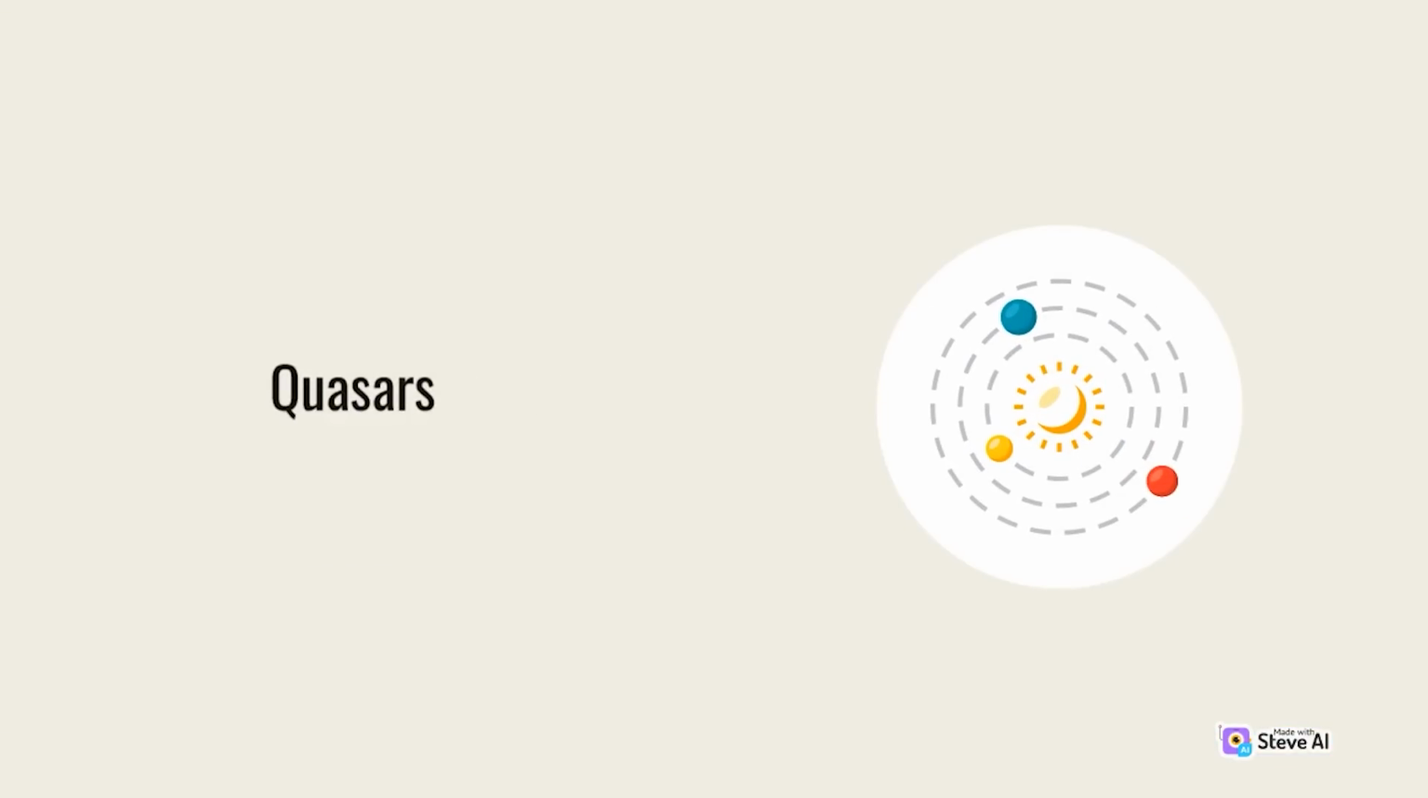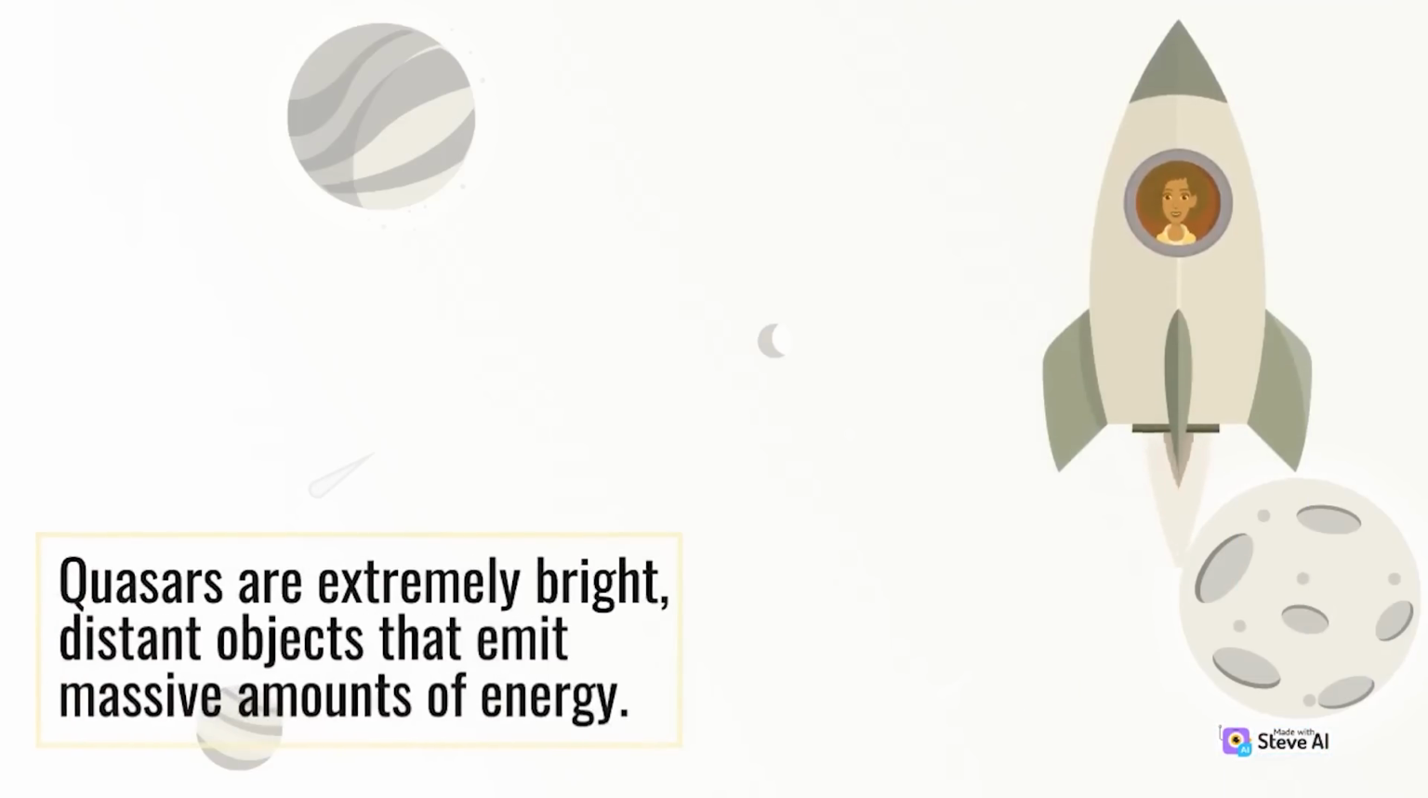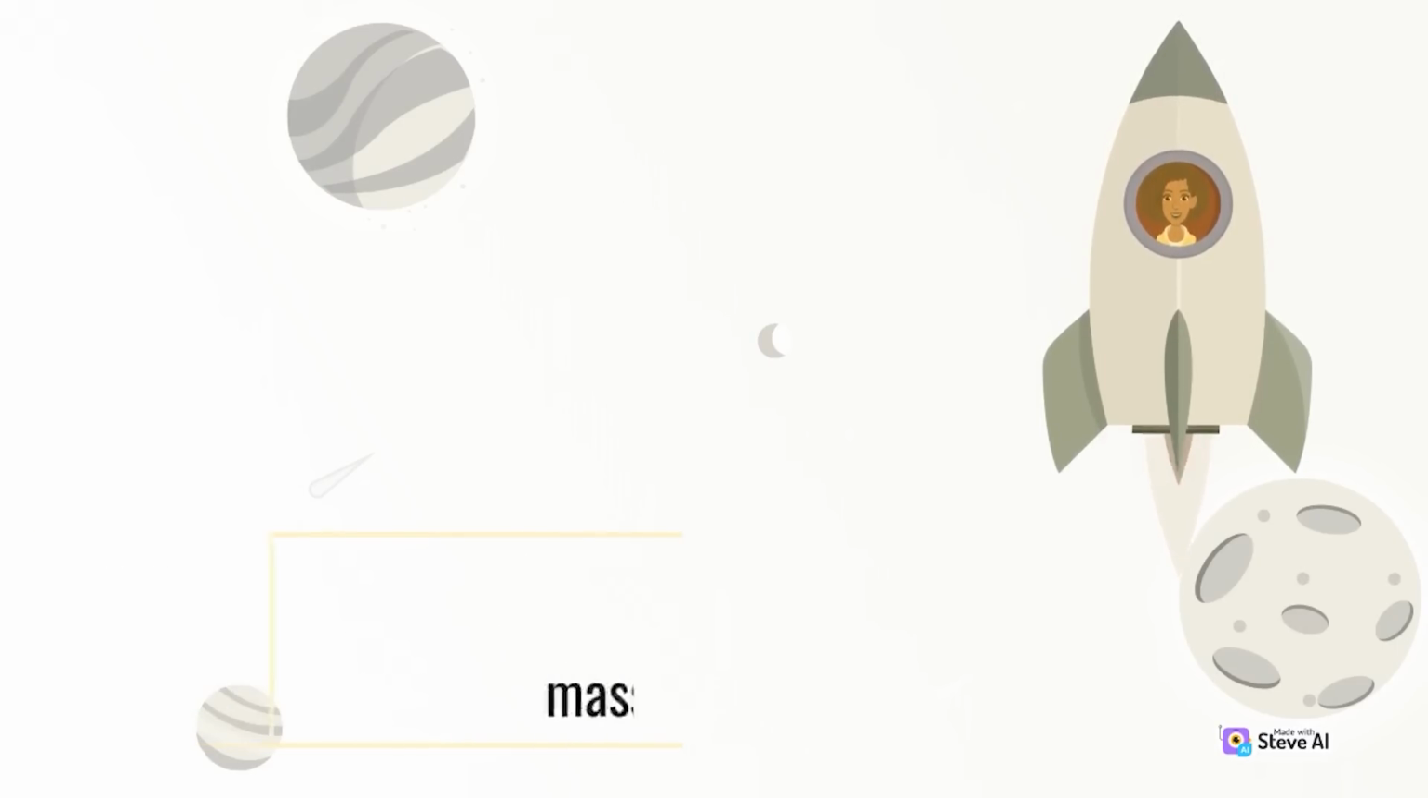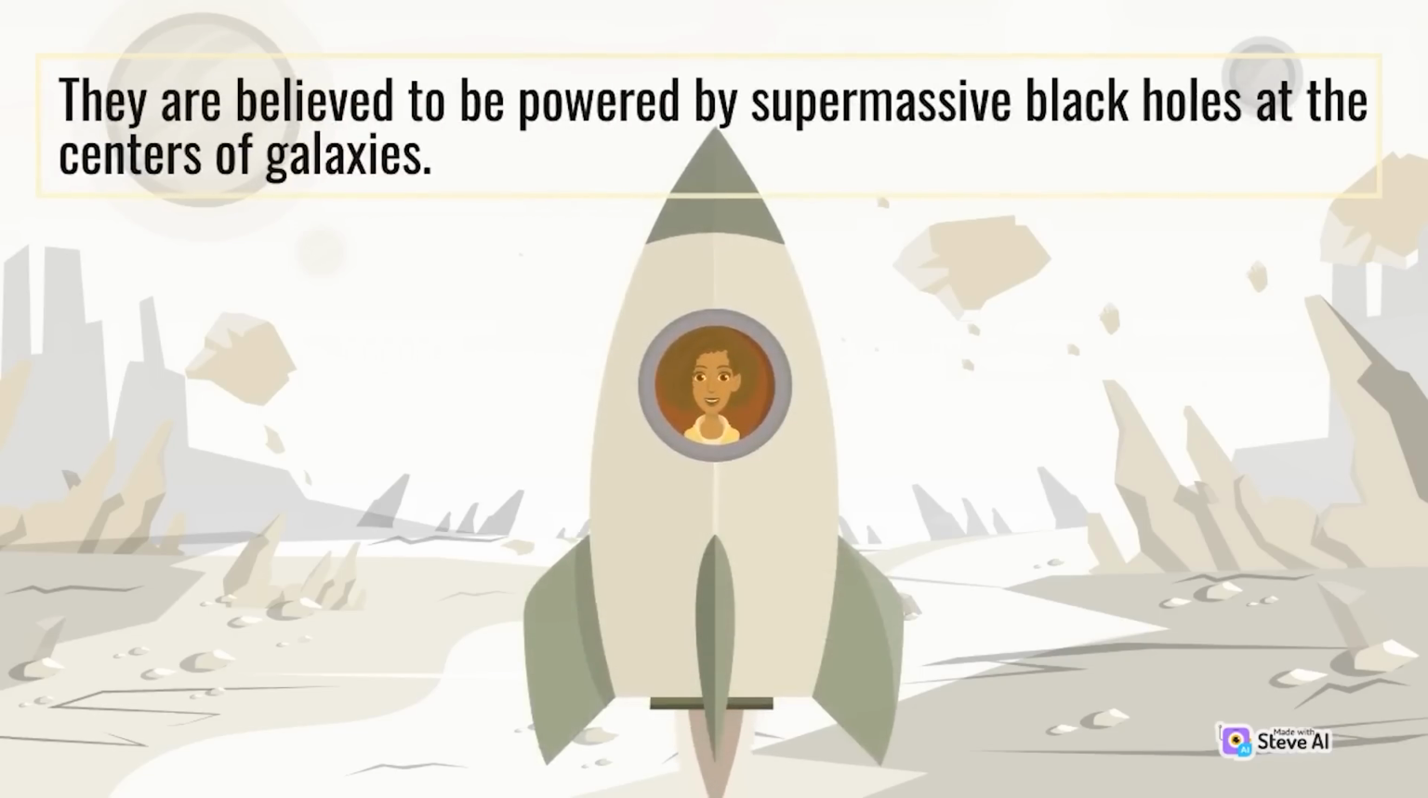Quasars. Quasars are extremely bright, distant objects that emit massive amounts of energy. They are believed to be powered by supermassive black holes at the centers of galaxies.